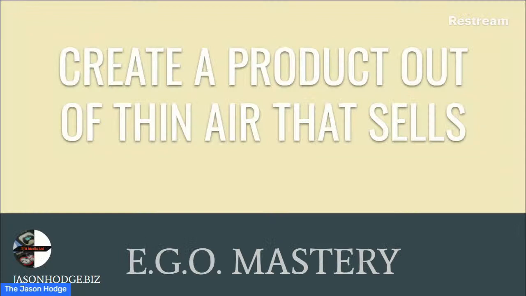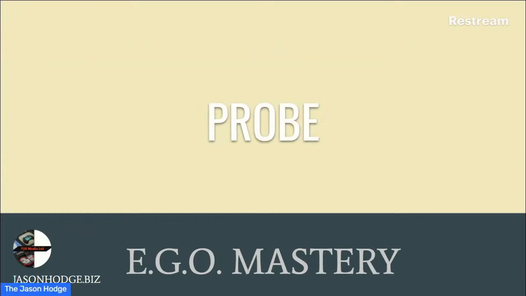So let's start out. Okay, create a product out of thin air that sells. That's the key phrase there, that sells. There are 4 main things that you got to do in order for that to actually come to fruition, to actually sell your product. The first thing you've got to do is probe. And they're all P words. I like working with letters like that. So the 4 P's to doing this. So probe. What does probe mean? Probe is where you go through and look at your marketplace. You kind of look at things from this perspective.